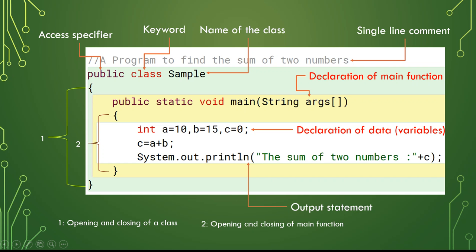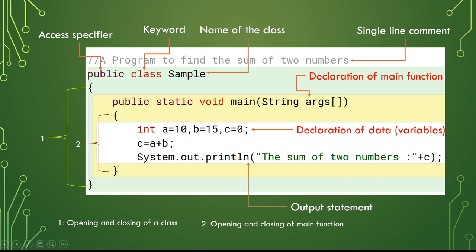Then inside that you got a statement: int a equal to 10, b equal to 15 and c equal to 0. So here it is called declaration of data or declaration of variables. Here you have already declared as well as defined it. So a equal to 10 means you assigned the value 10 to variable a. Same way variable b is defined with the value 15. Now c is the variable which stores the result. So you should use a default value to start with, right? So you are using 0 as the default value for an integer. So c equal to 0 has been declared.